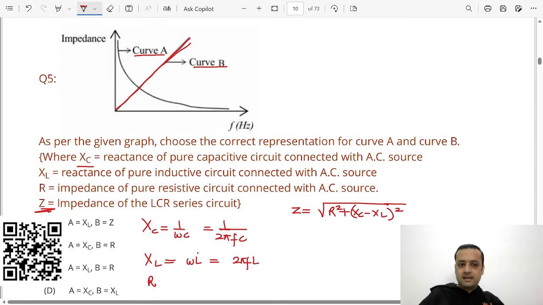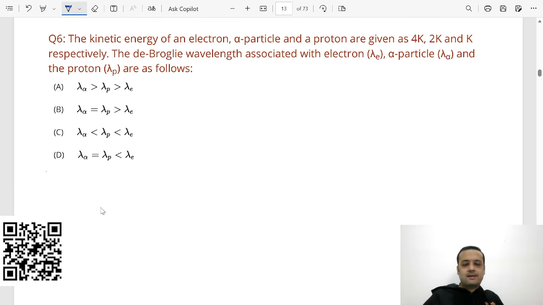B has to be XL, which means option A, option B, and option C are wrong, because clearly B has to be XL. And A, if you look, has to be XC only, because A has inverse proportionality with the frequency. So XC, as you can have a look over here, has an inverse proportionality with frequency, which is why we can say that curve A has to be XC. So option D satisfies both of them. Thank you. Let us look at this question, guys.